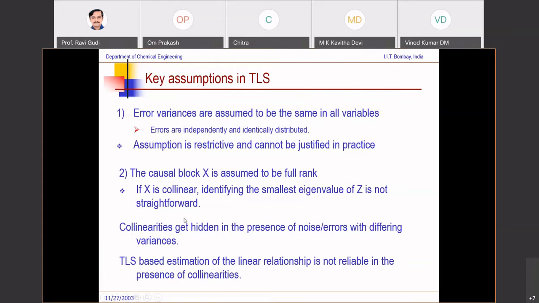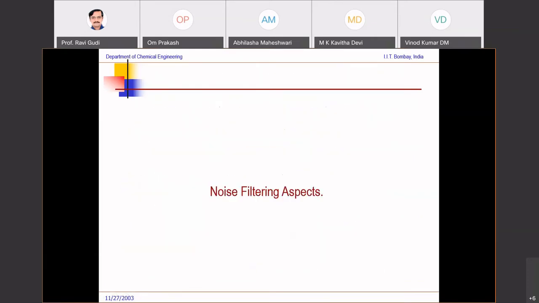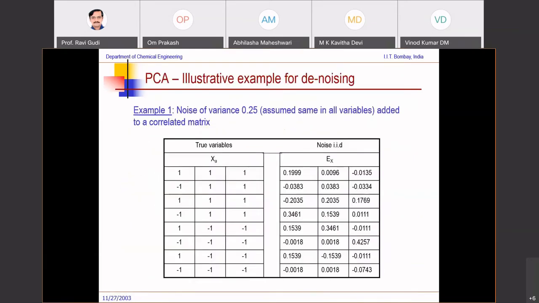Okay. But let me not put too many statements here. Let me directly first go to an example, and then I'll come back to the earlier slides. Let's take a simple example where I have the actual X consisting of 3 columns, as you can see here. Now, the second and the third column are exactly identical. The first column is independent. Second and third are exactly identical.